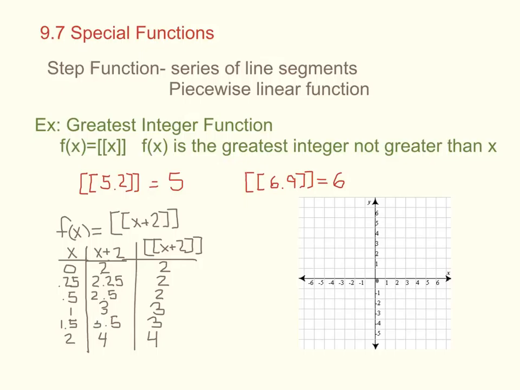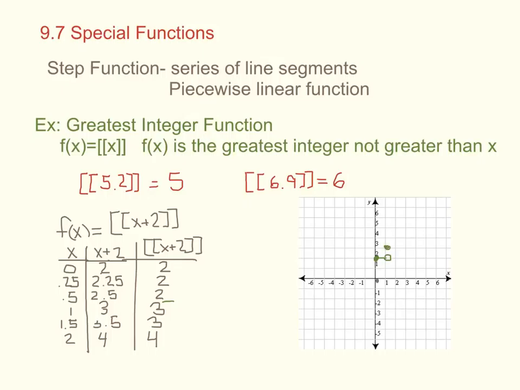Here is where it gets a little bit confusing. The start of your line is always going to be a solid dot. The end is always going to be an open circle. So let's go ahead. If I start at 0, I'm going to get 2 out as an answer. So I have a closed circle there. Anywhere between 0 and 1, my answer is going to be 2. So from 0 to 1, I have an open circle at 1. But once I get to 1, my answer is actually 3.